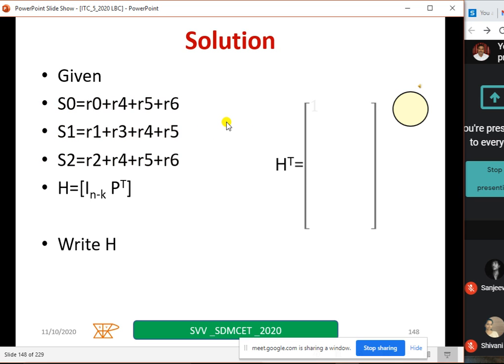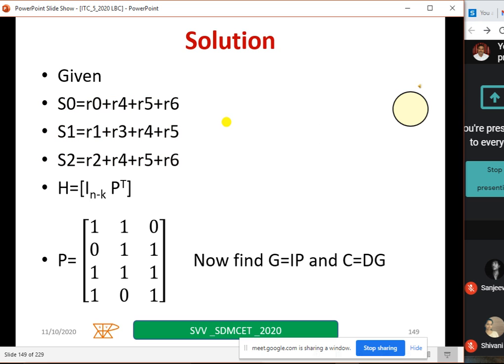This is a solution. No need to copy down. H transpose you can write down for the given syndrome. And write down the P because you have H transpose. All of you know H is given by I P transpose. Once you know the P, you can write down all the code words.